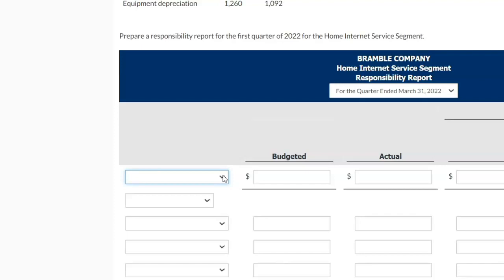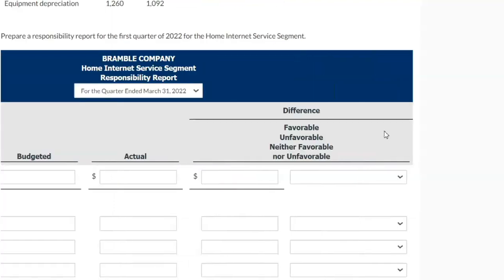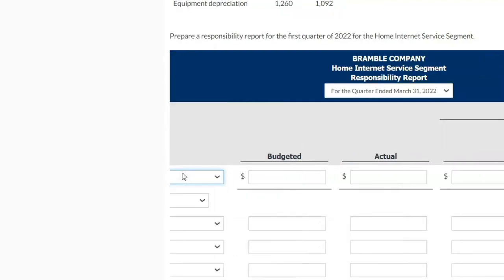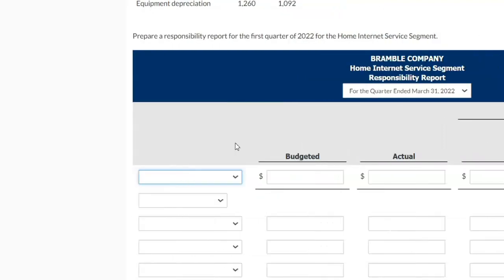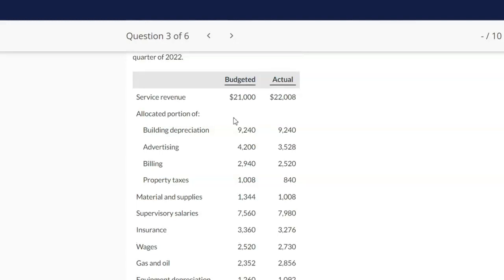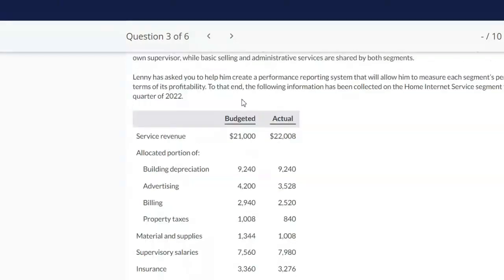So the first, service revenue. What was budgeted? Service revenue, 21,000 and 22. I'll copy this one.